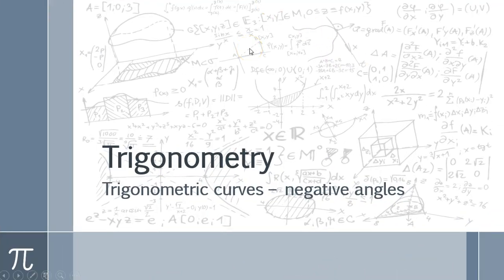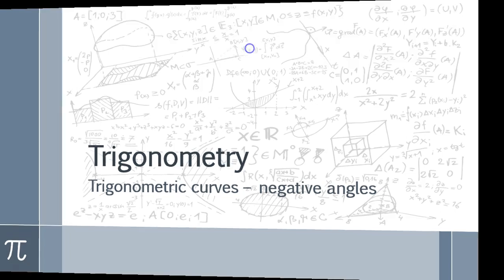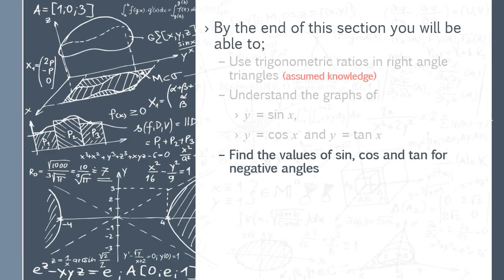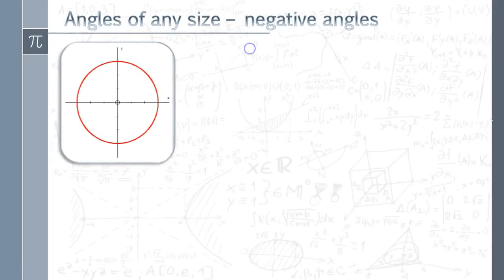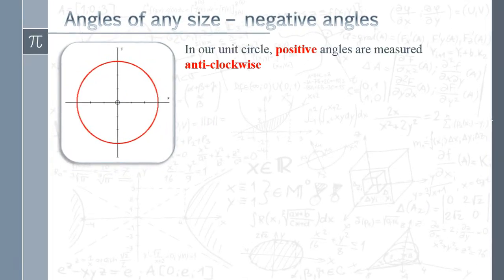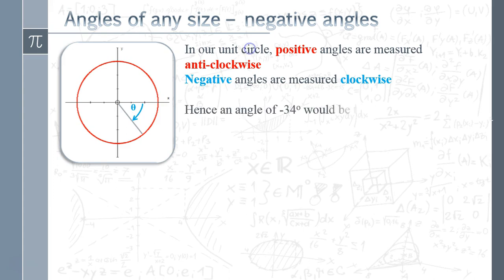Final thing to talk about is negative angles. What do we mean by a negative angle for sine, cos, or tan? So here we go. Negative angles. Basically what we've got is positive angles are measured in an anti-clockwise direction. So theta on my diagram there is positive. And then negative is simply measured in the opposite direction. So negative angles are measured clockwise.